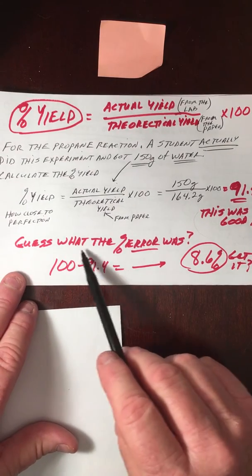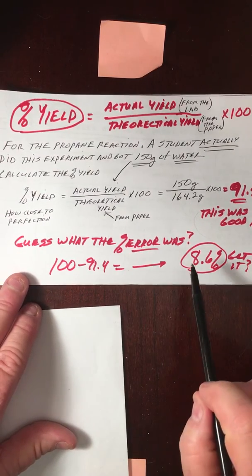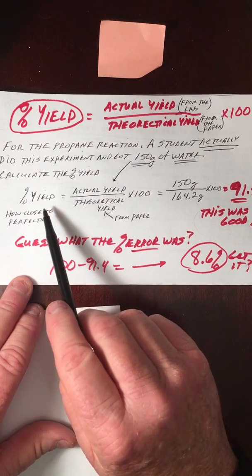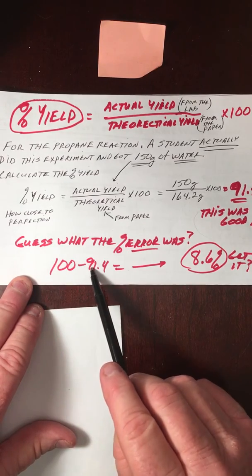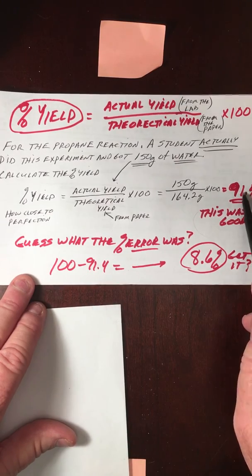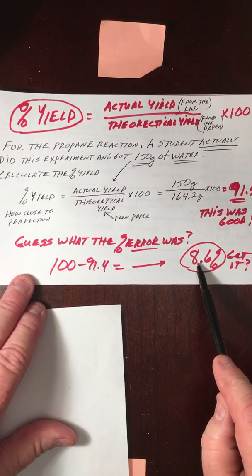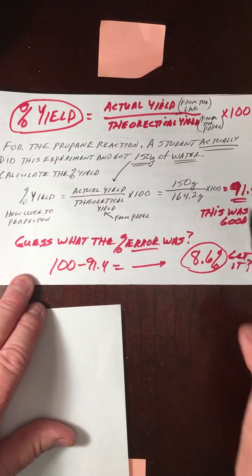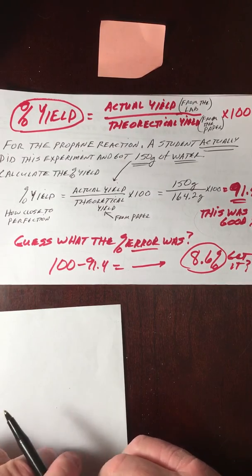Now, last semester you learned about percent error. What's kind of interesting is percent yield is percent of correctness. What's this? Percent of not correctness. Isn't it kind of neat? 100 minus 91.4. What's the percent error? 8.6. Get it?